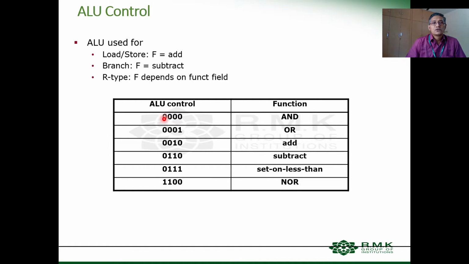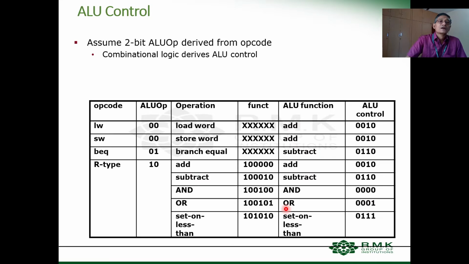If the ALU control input is all zeros, then it is the AND function. If it is 0001, it is the OR function. Like that, different code bits are used to represent different functionalities. Now, consider the 2-bit ALU op derived from the opcode by combinational logic, that is from the main control unit. We take that as the ALU operation bits.